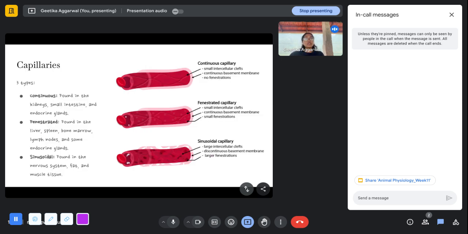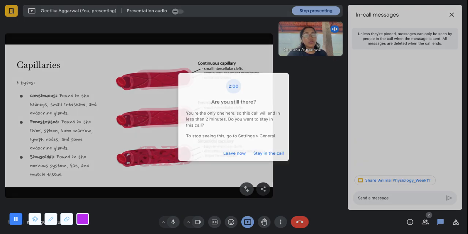Moving on to capillaries. So we have three types of capillaries in our body. One of them is continuous, which basically has these intercellular clefts. That is, between the cells, there are these openings present, but it does not have fenestrations. Fenestrations are technically these openings that you can see here, which are windows from where the gaseous exchange happens mostly. So they have a continuous basement membrane and they do not have these fenestrations, but they have small intercellular clefts. These are continuous capillaries.